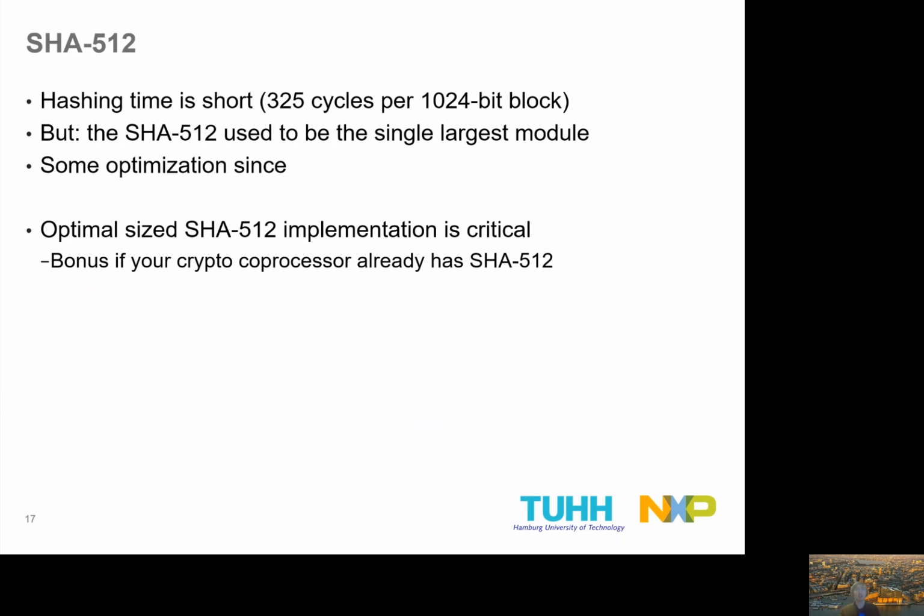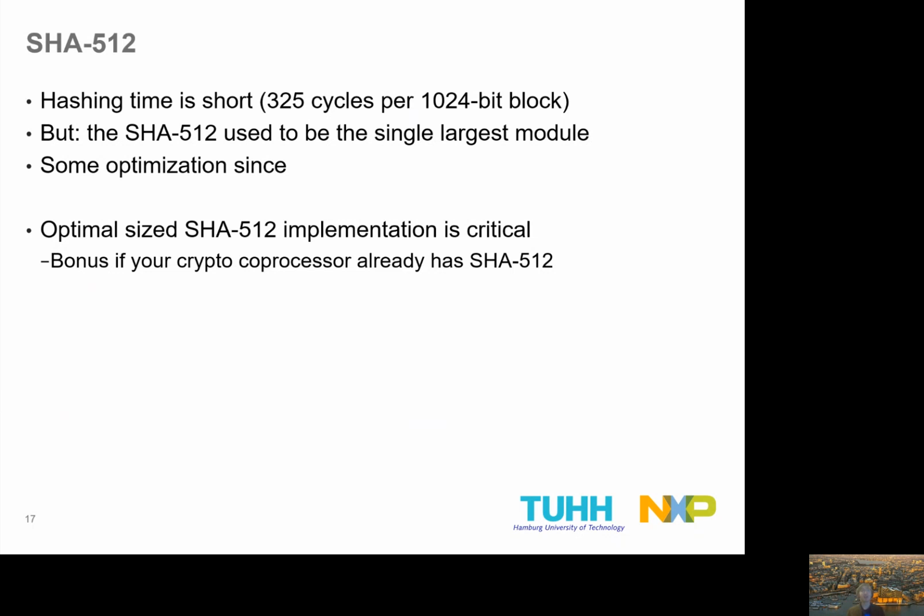About the hashing. The actual time spent on hashing is very short. Only 325 cycles are needed per 1024-bit block. And the actual total time of the entire algorithm that is spent on hashing is only under 0.5%, for example, for the decapsulation. However, the SHA-512 module used to be the single largest module. This is one of the areas that have been optimized since the paper was submitted. And now it is only one of the largest modules, but it still uses a significant amount of the resources.